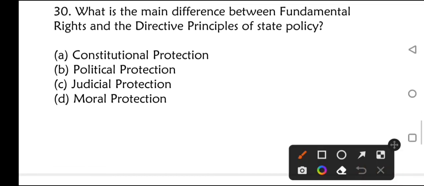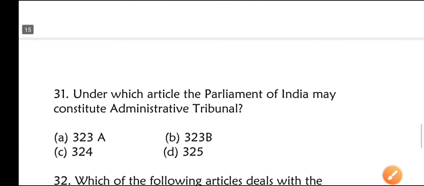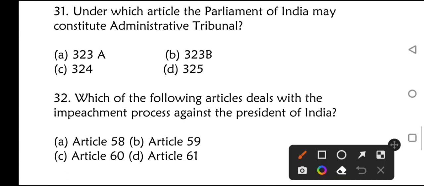What is the main difference between fundamental rights and directive principles of state policy? The options are constitutional protection, political protection, judicial protection, moral protection. Correct answer is judicial protection. Okay, because directive principles are not justiciable. Coming to question number 31. Under which article the Parliament of India may constitute administrative tribunals? So we know administrative tribunals are in Article 323A.